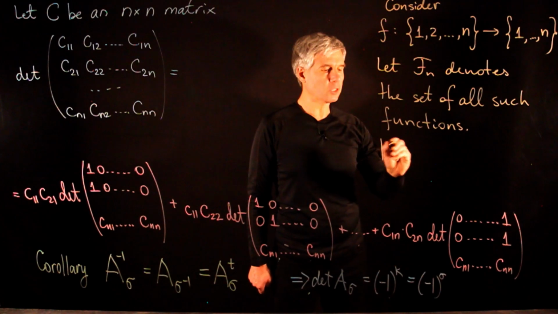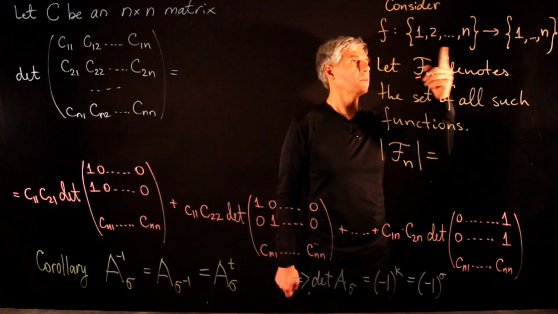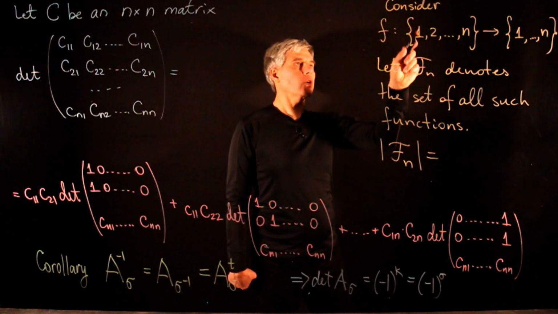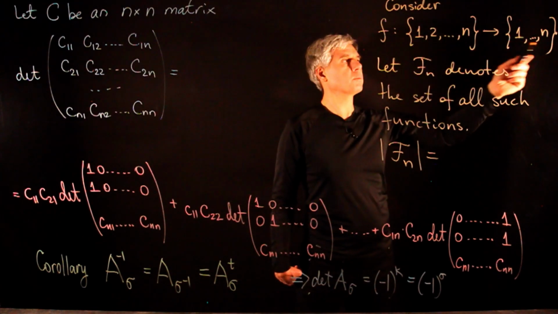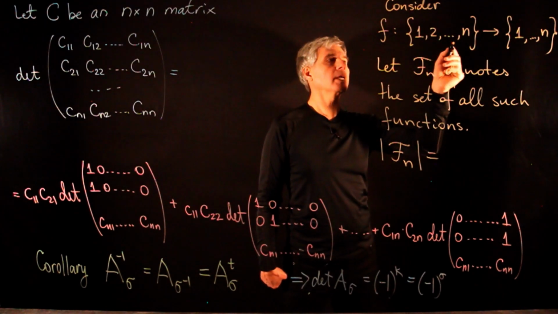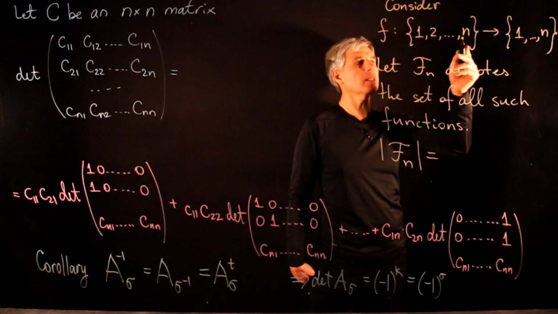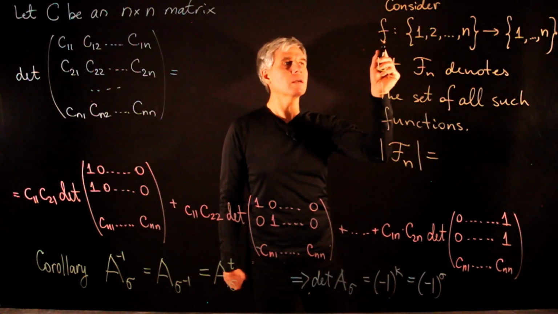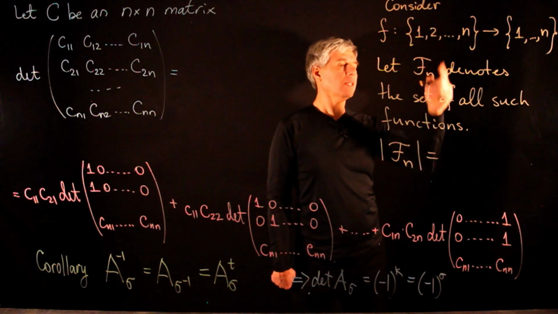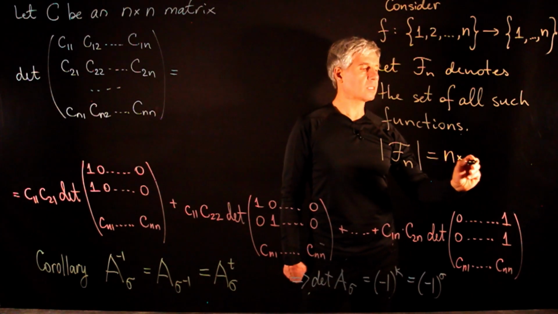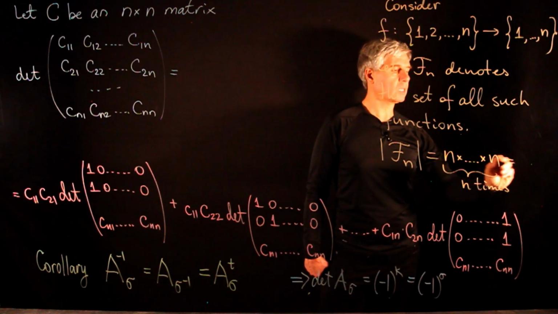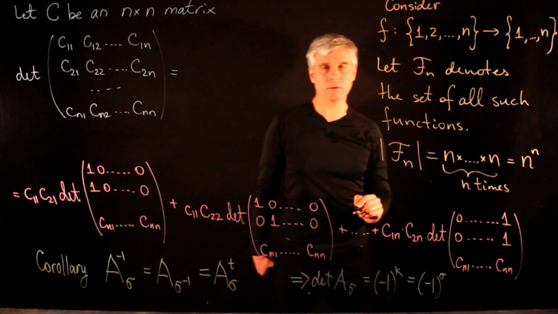So how many functions can we construct of this type? Let's count. We need to determine what f of 1 is. We have n possibilities for assigning f of 1. Then we have n possibilities for assigning f of 2, and so on, and n possibilities for assigning f of n. Because we are not putting any constraints on the function f, it could be injective or non-injective, so the total number of possibilities is n times n times ... times n. So this is n to the power of n, which is a rather huge number.